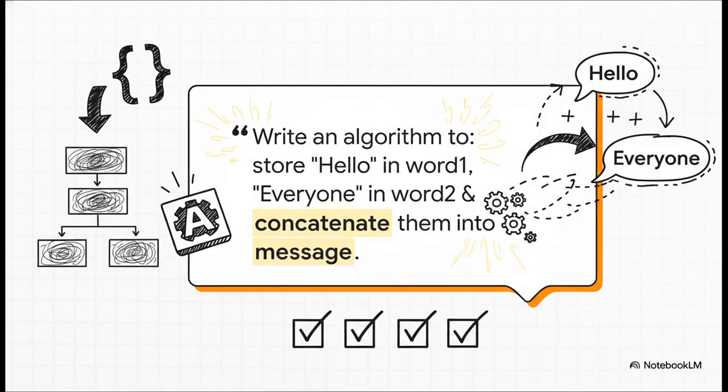We need to write an algorithm to do 3 things. First, store hello in a variable called word1. Second, store everyone in word2. And third, join them together into a new variable called message. I know, words like algorithm and concatenate can sound a bit scary. But trust me, this is just a to-do list the examiner has kindly written out for us.